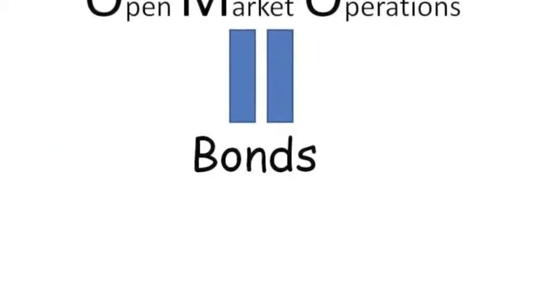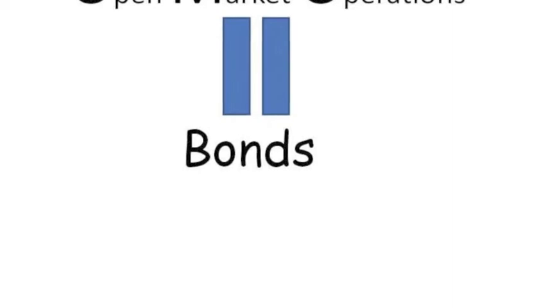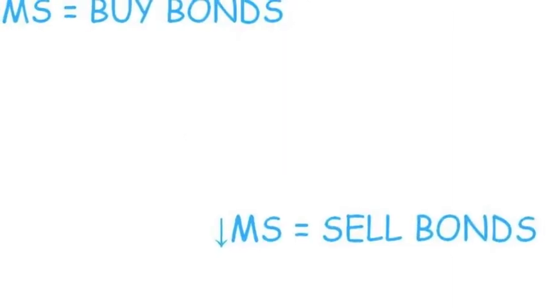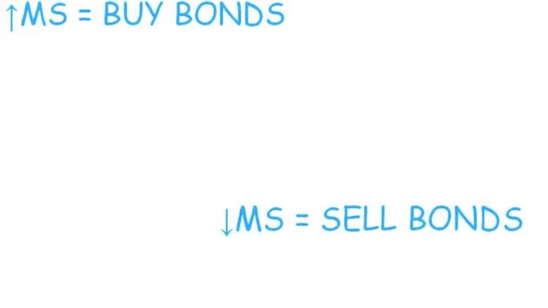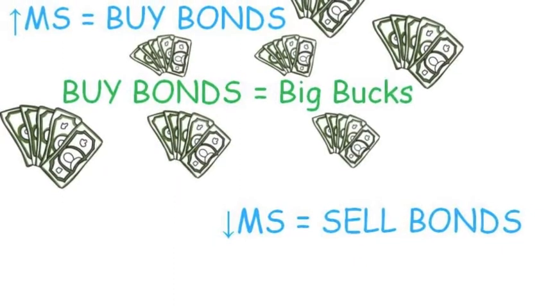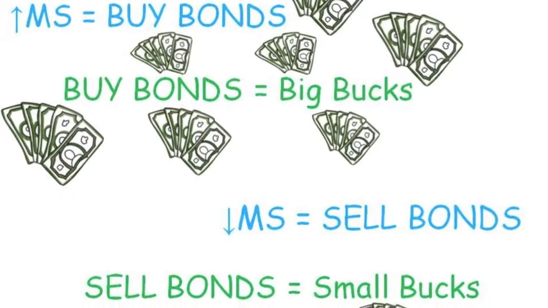The last tool is open market operations, which are the buying and selling of bonds by the Fed. To increase the money supply, the Fed will buy bonds. To decrease the money supply, the Fed will sell bonds. Remember, buy bonds equals big bucks. Sell bonds equals small bucks.